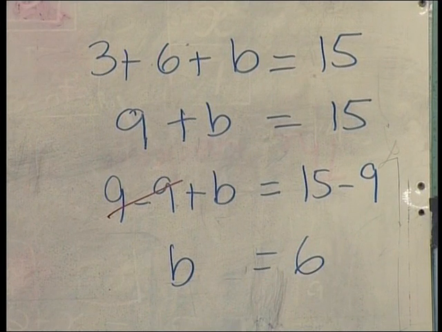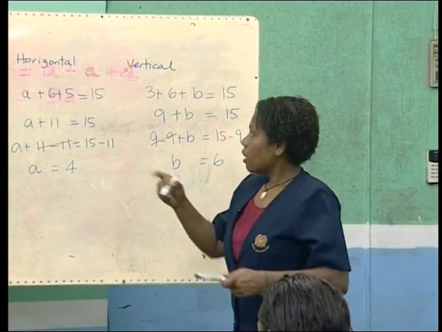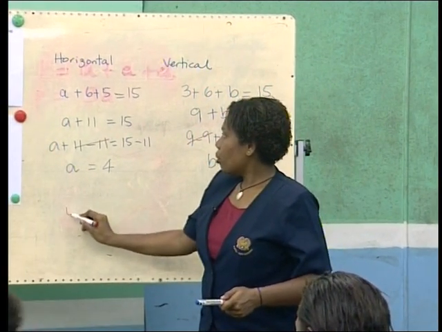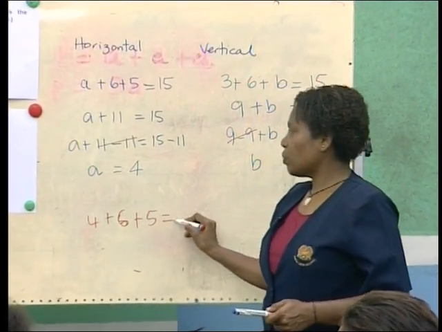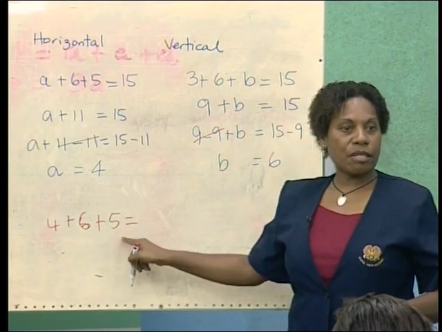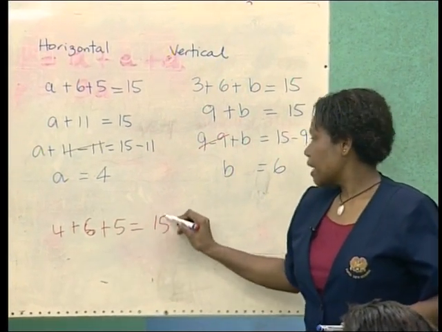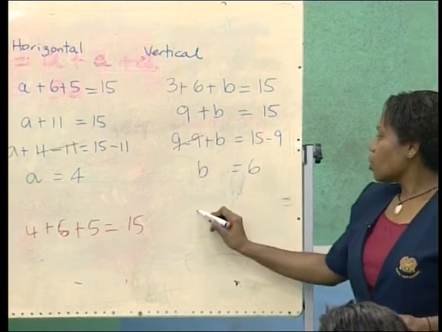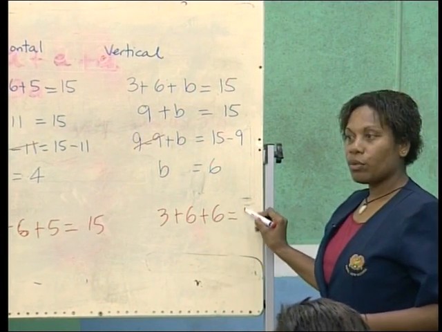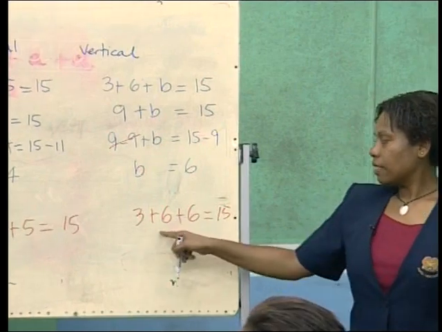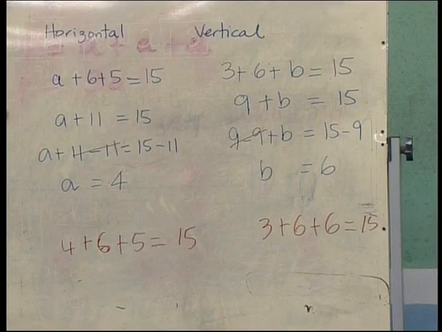So the value of A is 4 and the value of B is 6. So you can cross-check. Let's see. 4 plus 6 plus 5, is it equal to 15? Yes. Okay, let's try B, which is 6. 3 plus 6 plus 6, is it equal to 15? All right, thank you, 7As and receiving students.